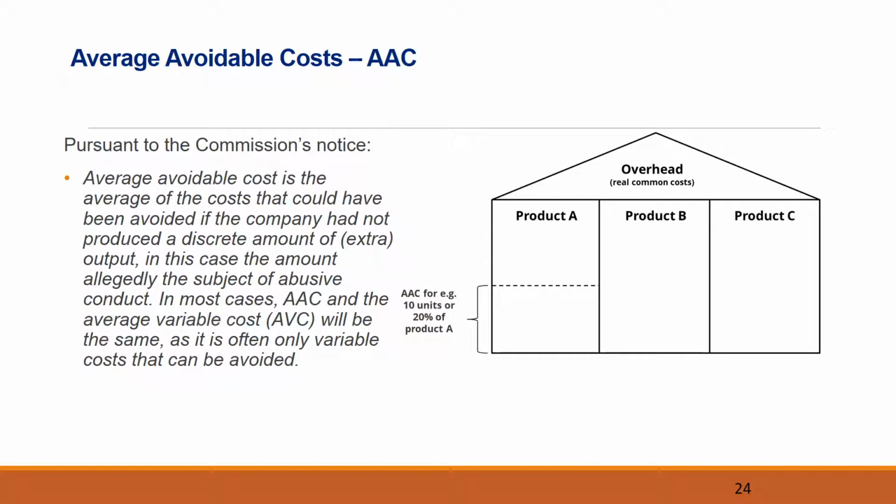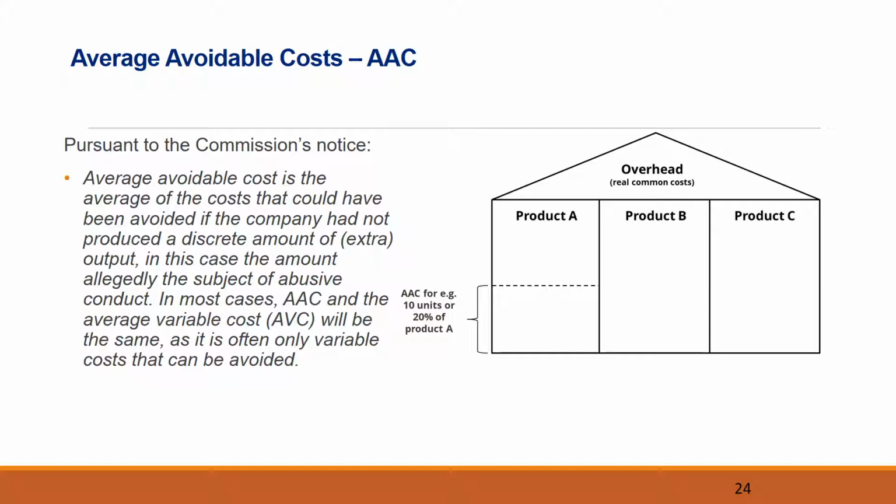Average avoidable costs, AAC, is used to assess whether a dominant company under Article 102 is pricing below its cost. Average avoidable costs are defined in the Commission's Notice on Abuse of Dominance. Thus, AAC are all the costs that a company could have avoided, that are the additional costs by not producing a specific number of units, or for example, 20% of its sales of product A. This is illustrated with the house to the right on the slide.